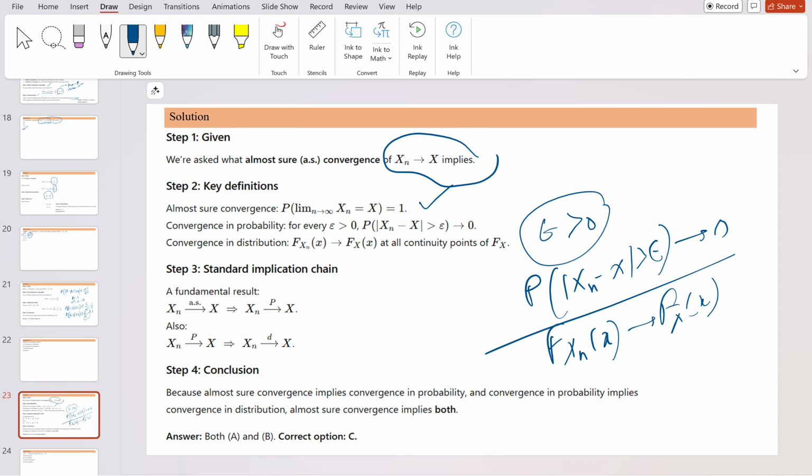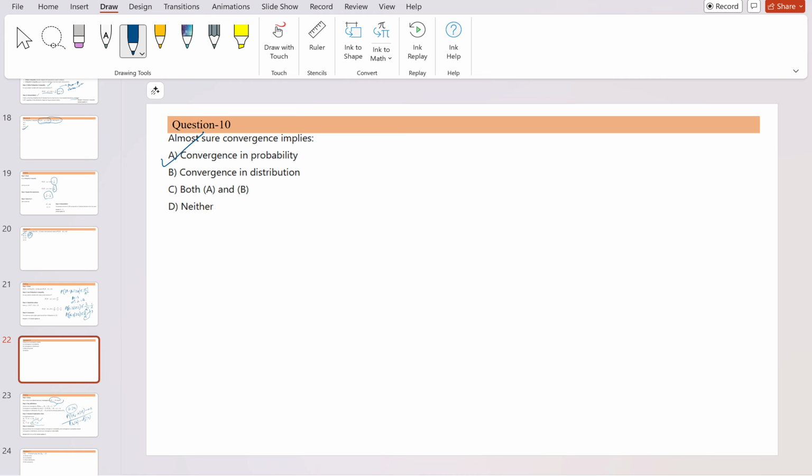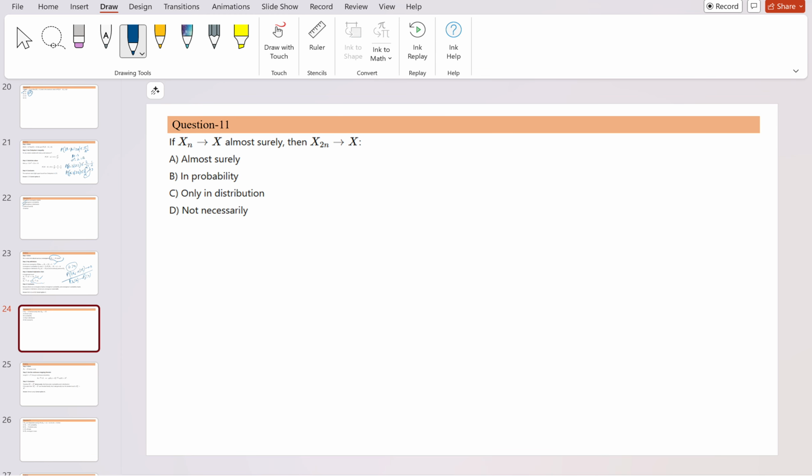So this is a standard implication chain, a fundamental result: Xn converging almost surely to X implies convergence in probability, and convergence in probability implies convergence in distribution. So the conclusion is that almost sure convergence gives both convergence in probability and convergence in distribution. So the option both will be correct. Okay, try to solve this. This is a simple problem. We have already seen how to crack this problem before as well.